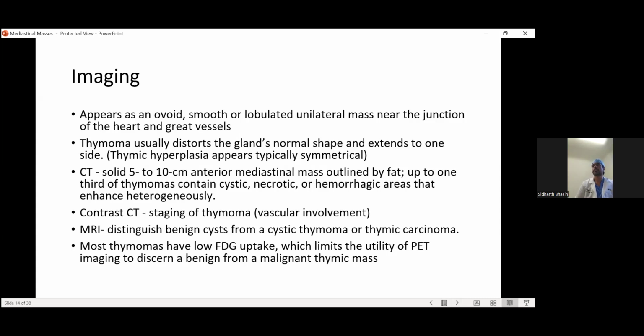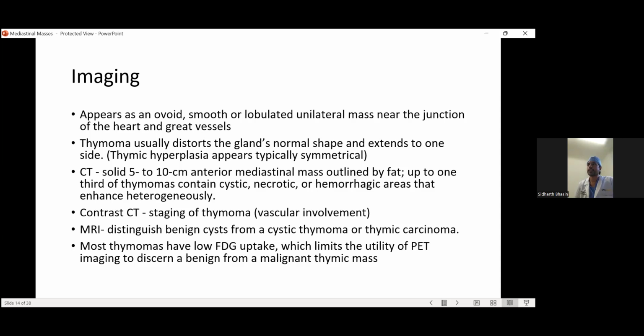In terms of imaging, they would appear as an ovoid, smooth, lobulated unilateral mass near the junction of the heart and great vessels. Thymoma usually distorts the gland's normal shape and extends to one side. Thymic hyperplasia, on the contrary, typically appears symmetrical. So it's important to make a differentiation. If it's just based on the appearance, thymic hyperplasia is very symmetrical, whereas thymoma is distorted.